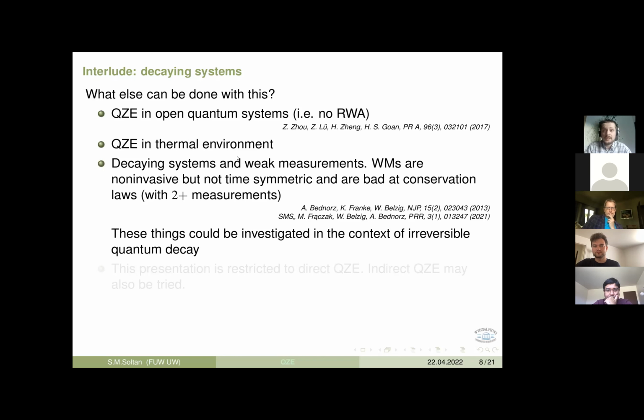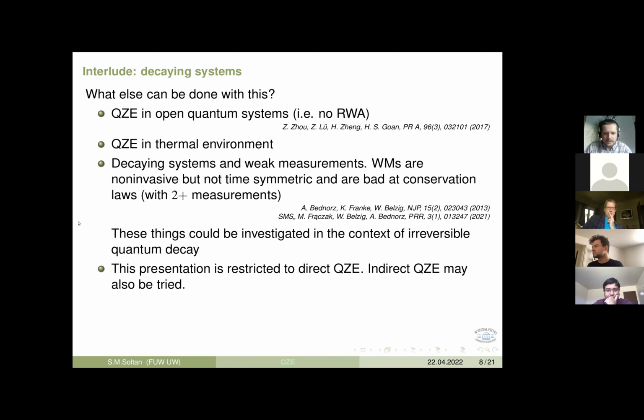The weak measurements that I sketched before are sort of non-invasive, but at the same time they are not time symmetric and are kind of bad at conservation loss if you have more than 2 measurements. And these things would also be investigated in the context of irreversible quantum decay, so in the context of such models that I presented before.